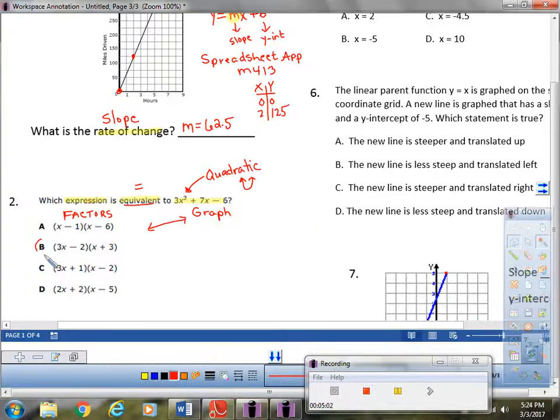So the correct answer was B. Basically, you're just graphing and then trying to find the match. Graph and match is what I call this. So again, when in doubt, graph it out, because a lot of times you can find your answer that way.